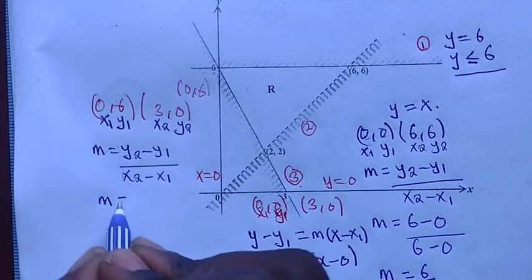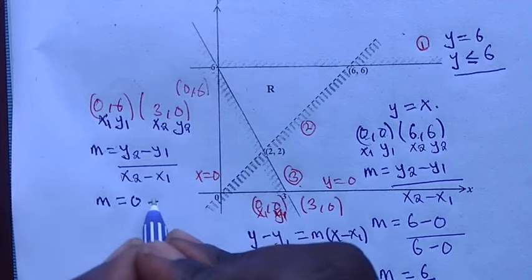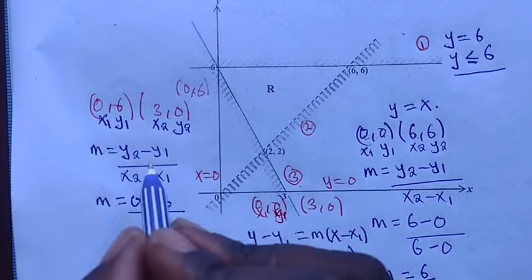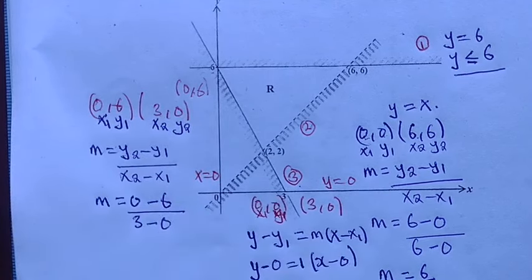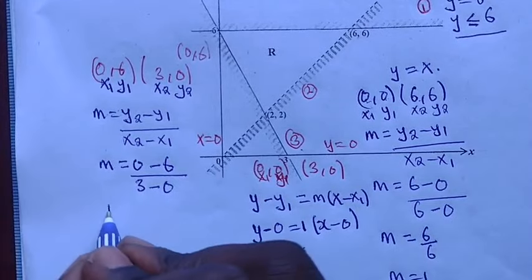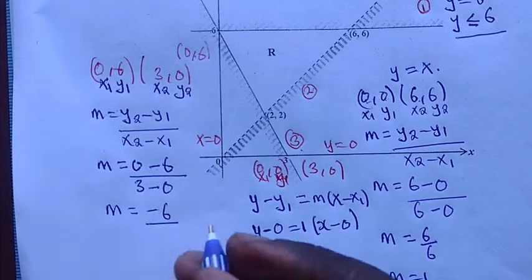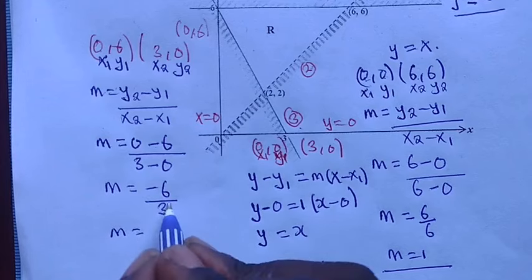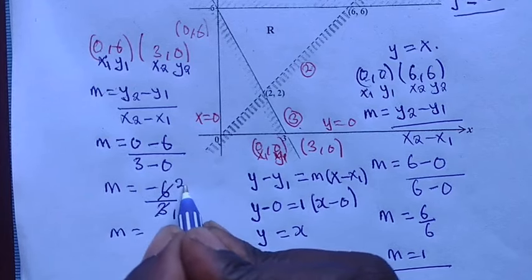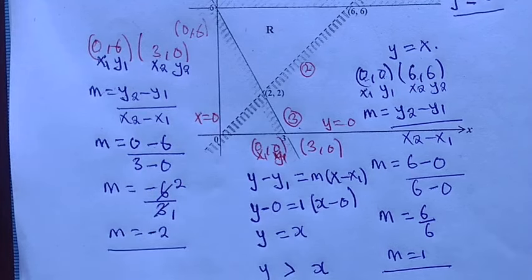So m is equal to, just substitute. Where there is y2, we put a 0, minus where there is y1, we put a 6, over where there is x2, we put a 3, minus where there is x1, we put a 0. So from here, m is equal to 0 minus 6, which is negative 6, over 3 minus 0, which is 3. So 3 into 6 is 2, and 1 into 3 is 1. Then there is this negative. So the value of the gradient is equal to negative 2.